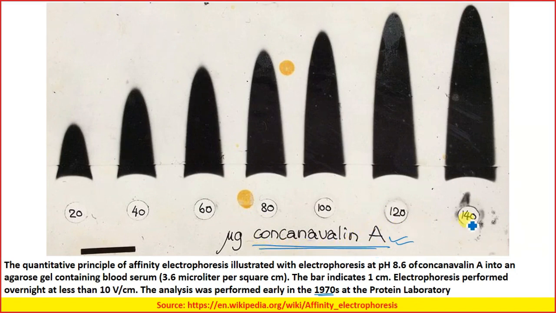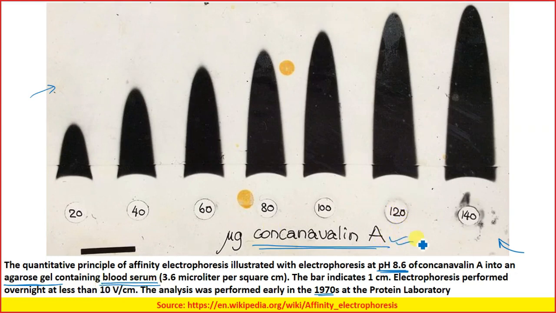Now herein, if you see the pH of this gel is 8.6. Okay, and this gel contains agarose. It is an agarose gel. That means it is an agarose gel electrophoresis, and it contained blood serum.